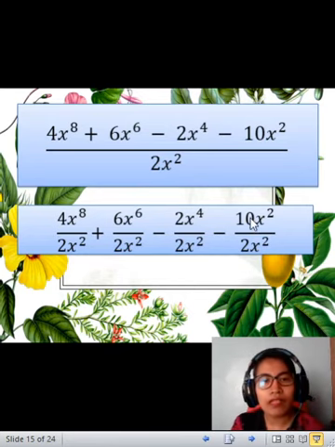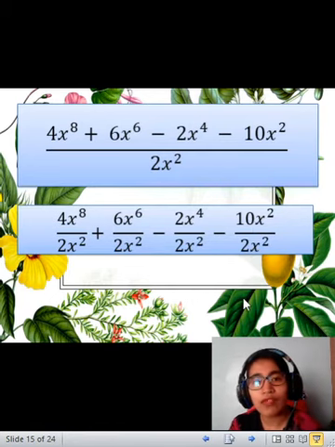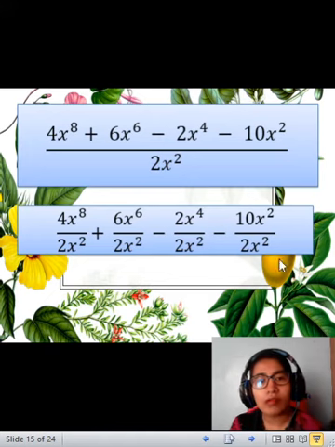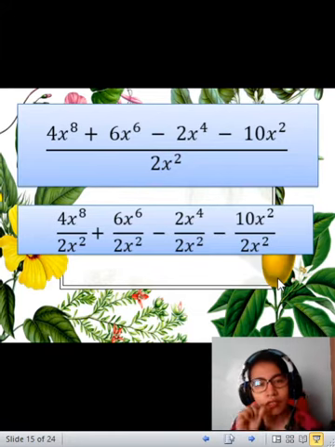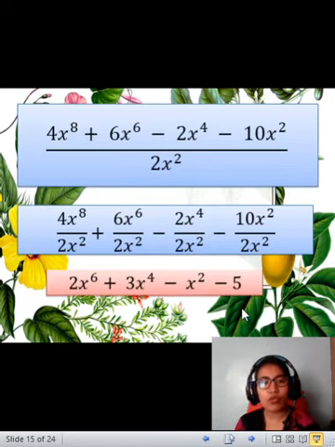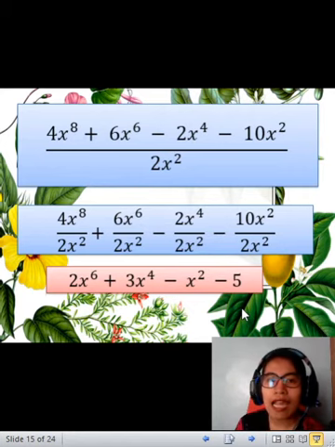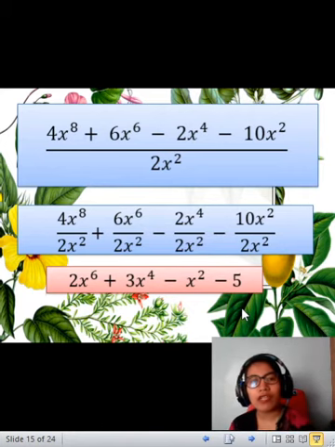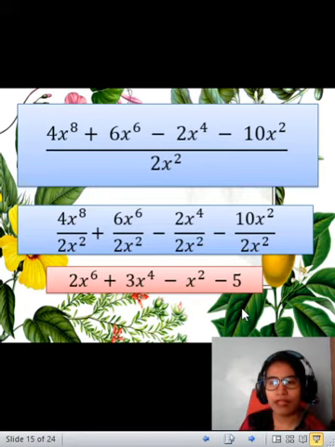Then we have 10 divided by 2 will give us 5. Then copy that negative sign. And x squared divided by x squared will give you x raised to 0 or simply 1. But don't need to write the 1, just the negative 5. So this is how it looks for our final answer. We have 2x to the 6th plus 3x to the 4th minus x squared minus 5.